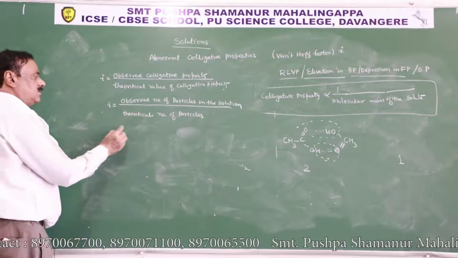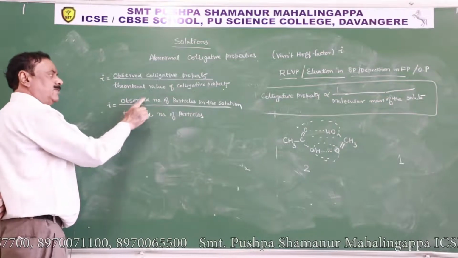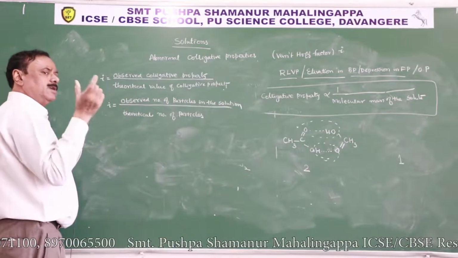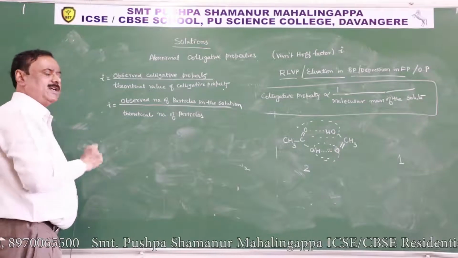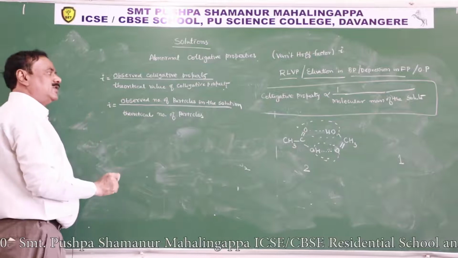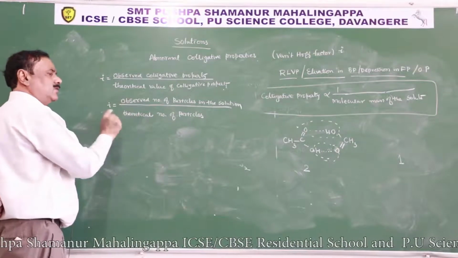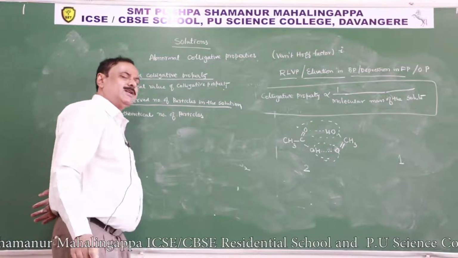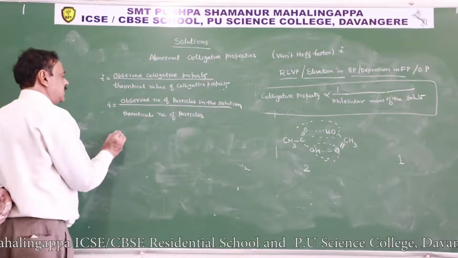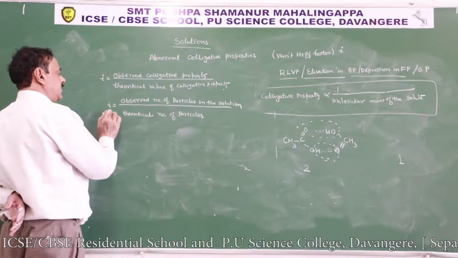The i factor is equal to 2 for sodium chloride. Observed number of particles are 2, one sodium and one chloride ion. Theoretical number of particles is equal to 1. We will consider NaCl as a single unit for theoretical purposes, but the observed number of particles when it is dissolved in aqueous medium is equal to 2. Therefore, 2 divided by 1 is equal to 2. The van't Hoff factor for sodium chloride is equal to 2. Is it clear? Or it is equal to observed colligative property divided by theoretical colligative property.